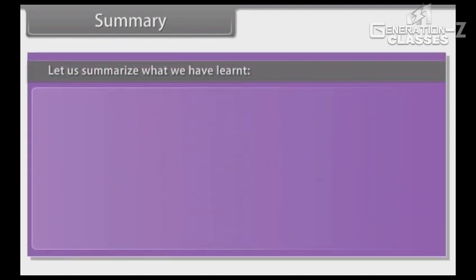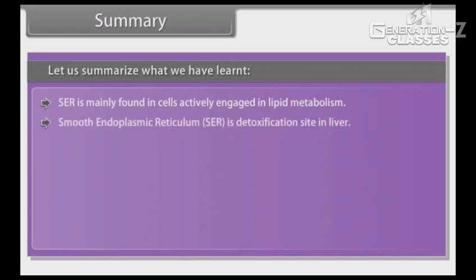Summary. Let us summarize what we have learned. SER is mainly found in cells actively engaged in lipid metabolism. The smooth endoplasmic reticulum (SER) is the detoxification site in the liver. Organelles connected with lipid synthesis are SER.